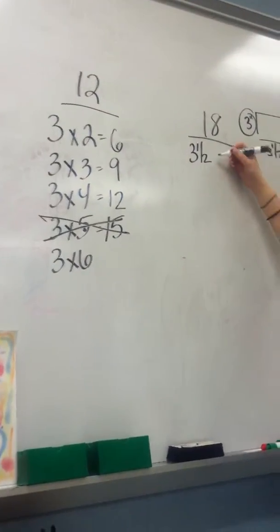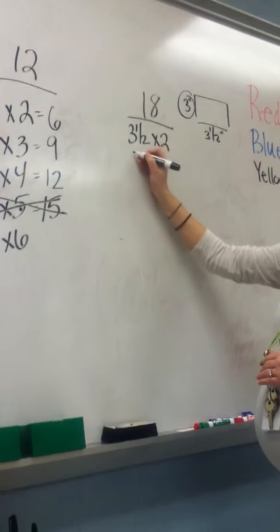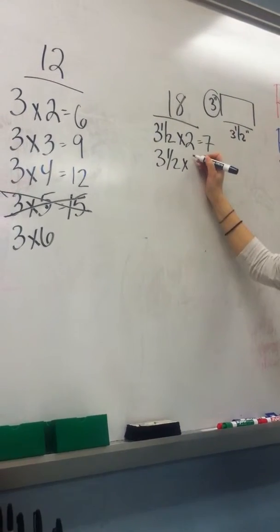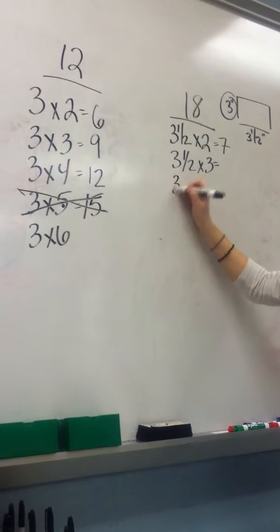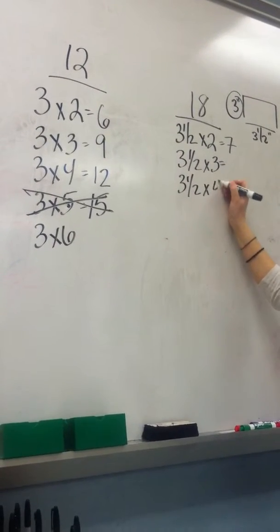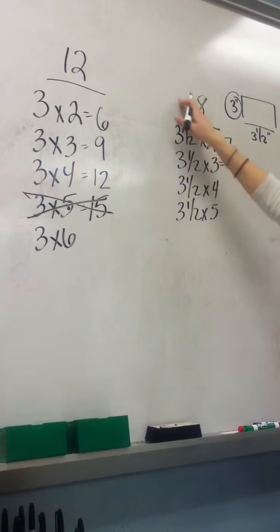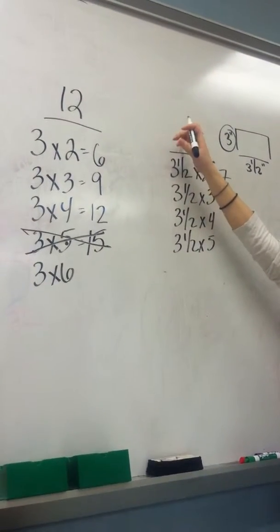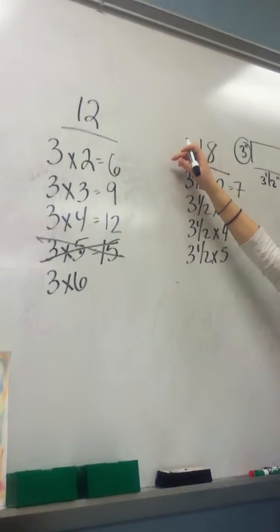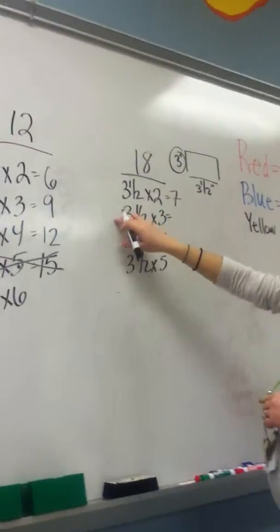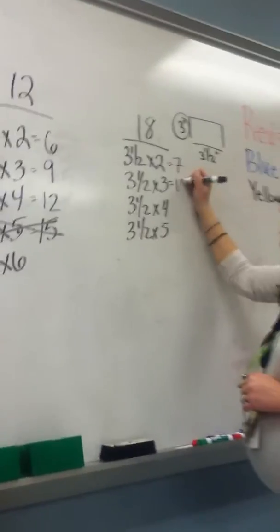Okay, so that's what we're going to be doing over here. Same thing, 3.5 times 2 equals 7. 3.5 times 3. But this time, now Connor, when you did it, did you see how many times it would go into 18, or did you see how many times it would go into 12? 18. 18, okay, that is correct. So, 10.5.